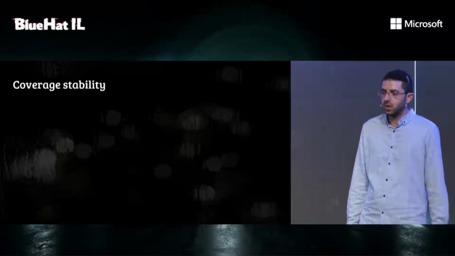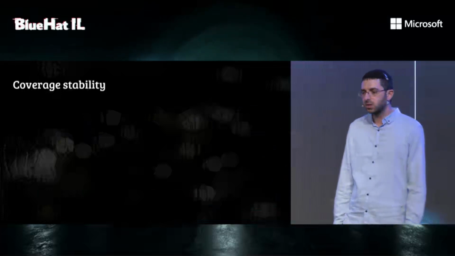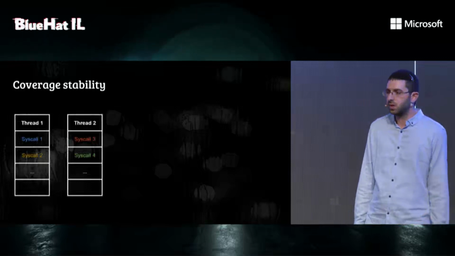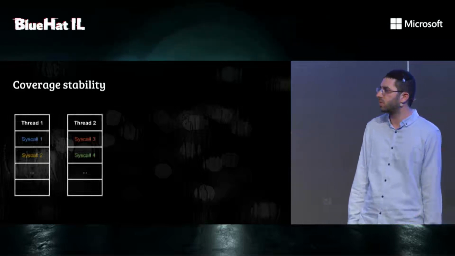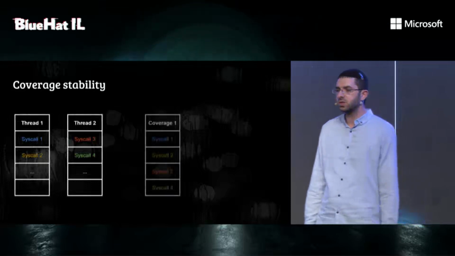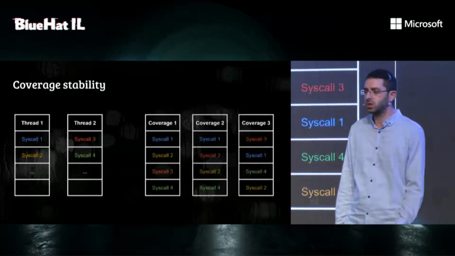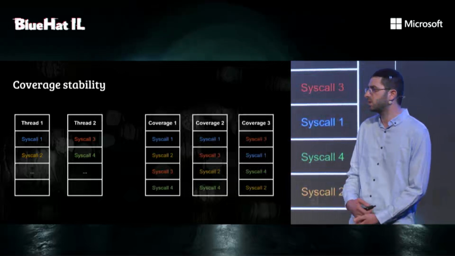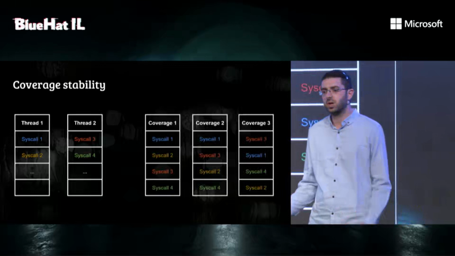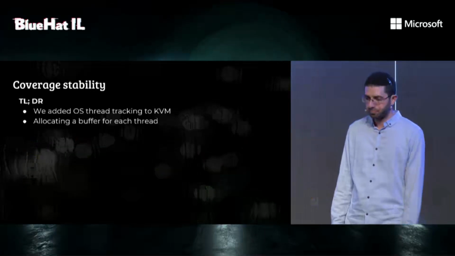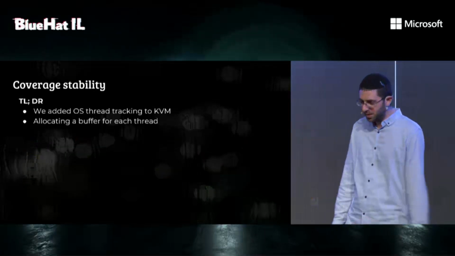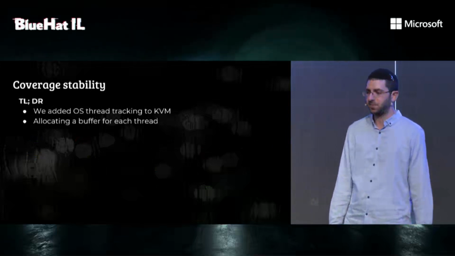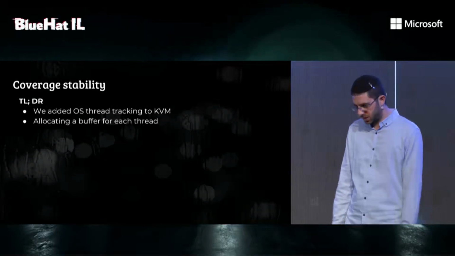Another issue we encountered is coverage stability. Syzkaller uses multiple threads to find data races, but our coverage implementation had only one buffer per process. In practice, the same program would result in different coverage each run. Coverage instability hurts the fuzzer's ability to find new and interesting paths and essentially bugs. What we did, TLDR, we added guest thread tracking to KVM and allocated a buffer for each thread. If you want all the details, you should check the blog.